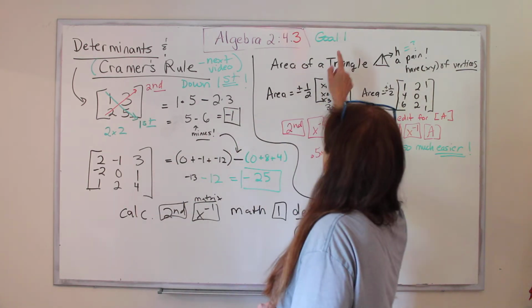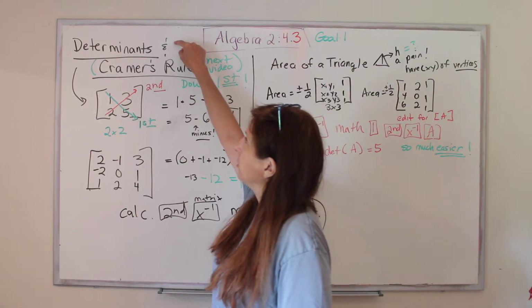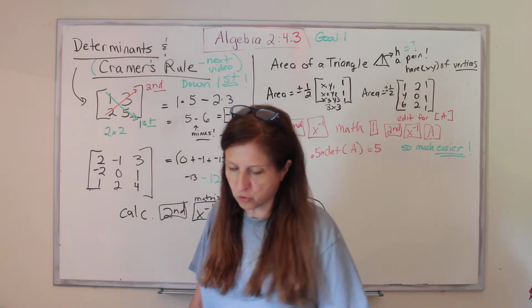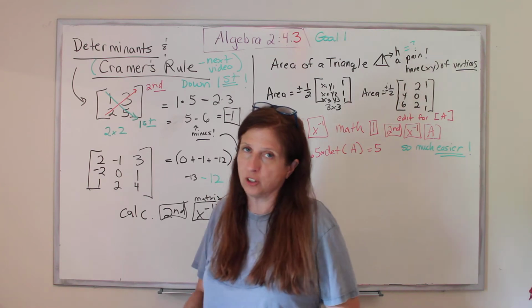This one's going to be in two parts because we're going to talk about determinants and Cramer's rule. I don't have time to talk about Cramer's rule. I'm going to run out of time, so we're just going to talk about determinants.